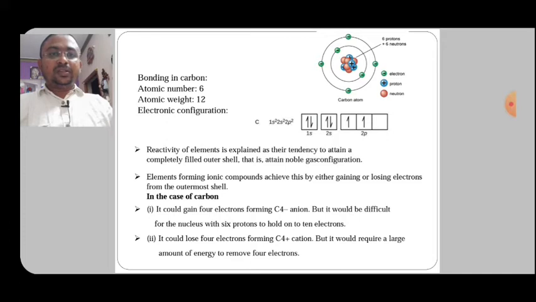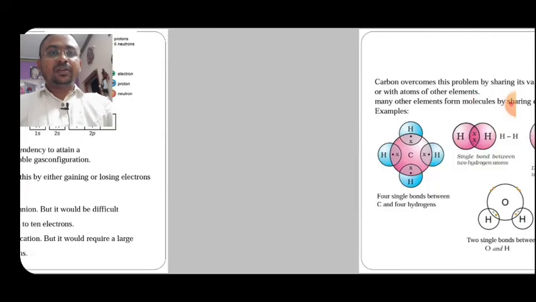Why? Because if carbon loses 4 electrons, it gets C4 plus. It is very difficult because it requires much more energy to remove 4 electrons. If carbon gains 4 electrons, it gets C4 minus. It is also difficult for the nucleus to handle 10 electrons with the help of only 6 protons. That's why it goes for sharing of electrons.